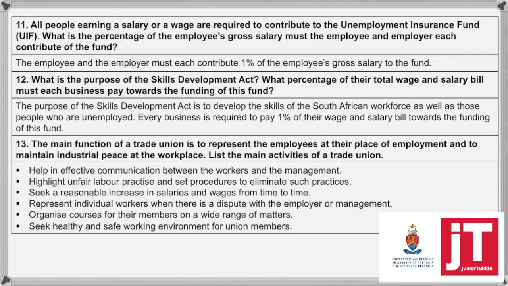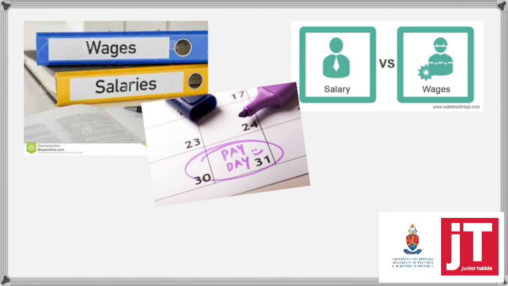And then lastly, seek a healthy and safe working environment for the union members. So that is the basics, and you can study that off by heart and just have it. It's normally about a 3 or 4 mark question. Okay, then this is the end of this activity, and in the next slide we are going to look at how we calculate all of this, and we record this in the Salaries and Wages Journal.